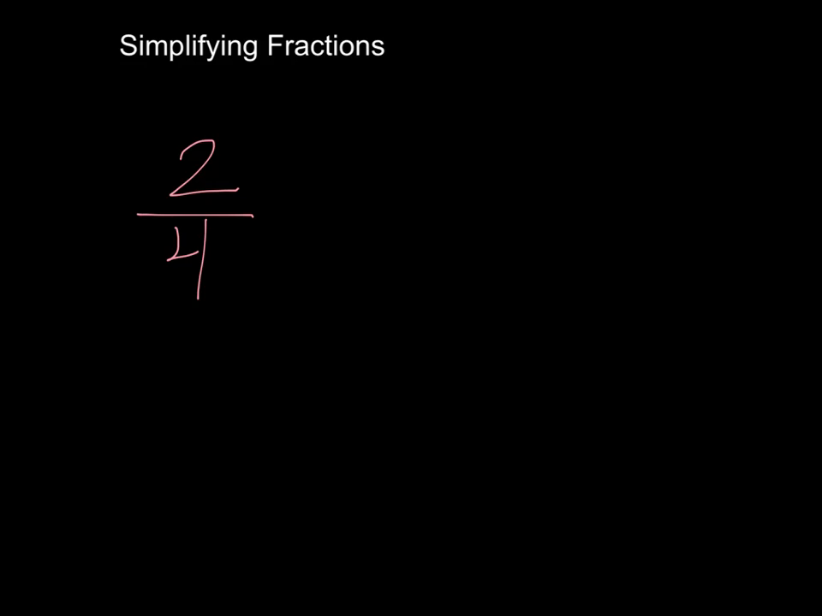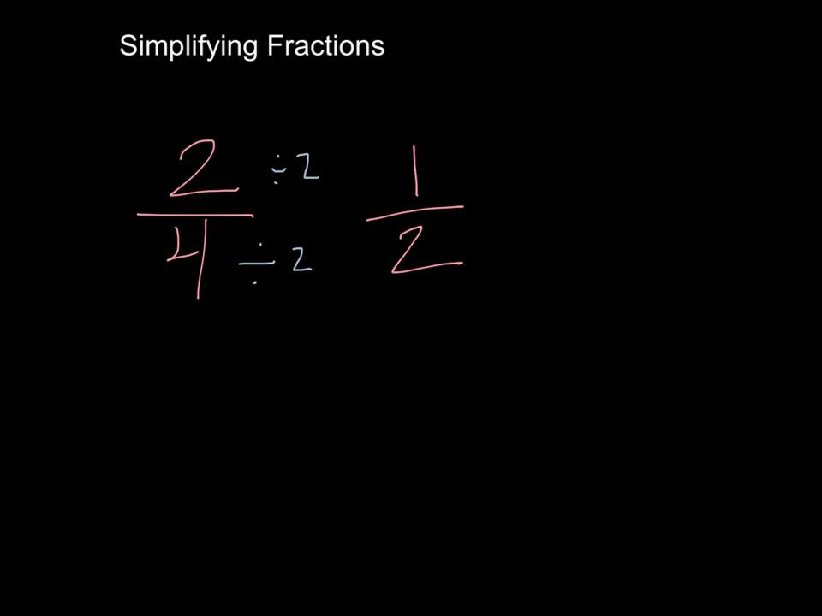Well, with 2/4, we know that 2 goes into both of these because it's an even number. And working with even numbers, you can always use a 2. So we're going to divide 2 by 2 and divide 4 by 2. And that is going to give us a reduced fraction of 1/2. Now, we have to do the same thing to both the numerator and the denominator. That's why we have to use the same divisor for both the numerator and the denominator.